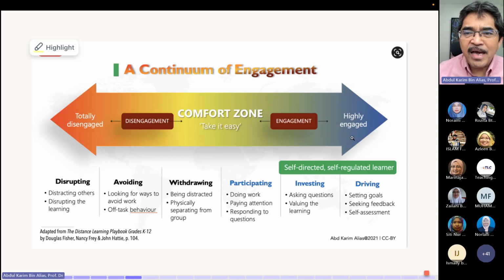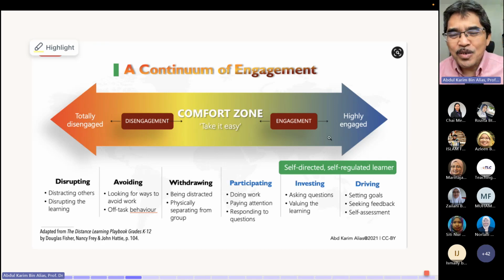Tapi of course lah dalam online ni, boleh sebab kamera pun tak on kan, jadi saya pun tak nampak lah whether you are behaviorally engaged or not. Tapi dalam face to face kita boleh nampak lah tu. Okay. And I don't know also about you are emotionally engaged or not, tak nampak face expression. Kan? So, and hopefully you are cognitively engaged. So, our dream is always, we want the students to be fully engaged, highly engaged on this end.